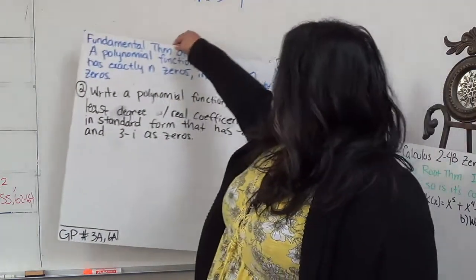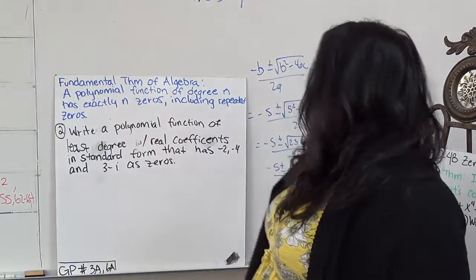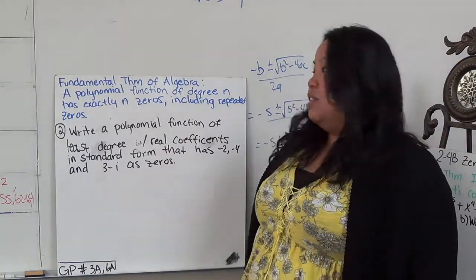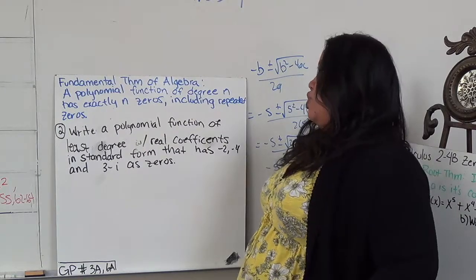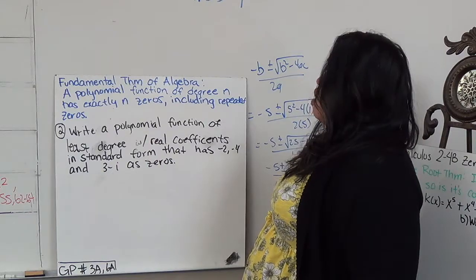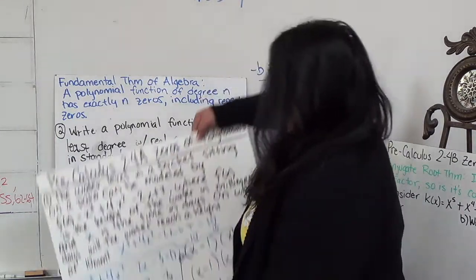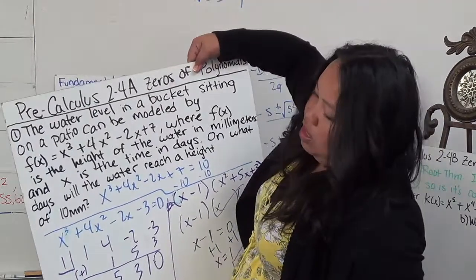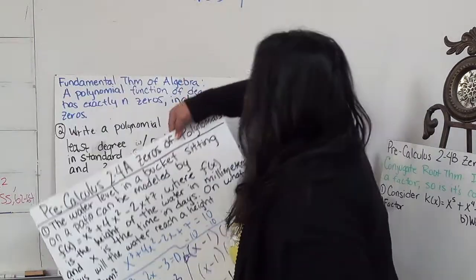On this board, we're dealing with the fundamental theorem of algebra. I went over it with you in class because I kind of exposed you to it already. And basically, that just means that the leading power here tells me how many zeros there are. So this one has 3.